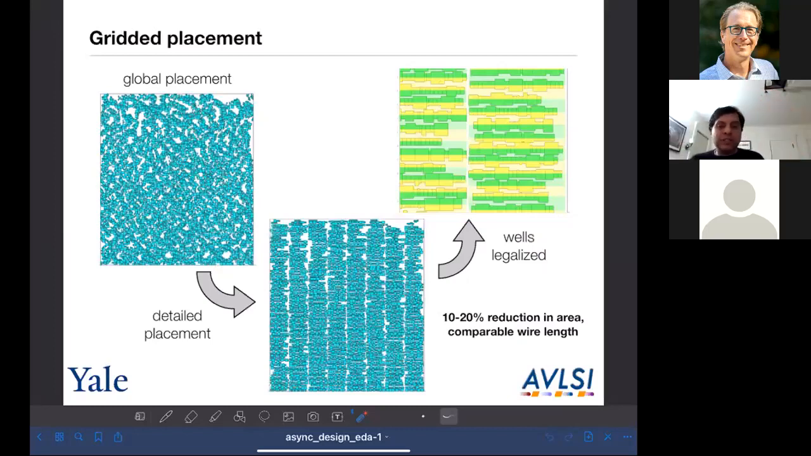What we showed was that we get about a 10 to 20% reduction in area for about the same wire length, for a circuit that has exactly the same sizing, everything is the same, right? The layouts will LVS against the same netlist. And we save about 10 to 20% in area depending on the benchmark. So we developed this placer to get rid of the overheads that we saw in standard cell place and route for asynchronous design.